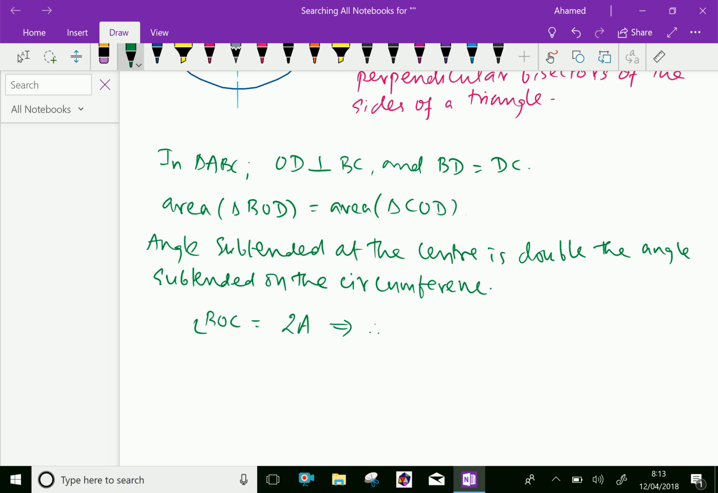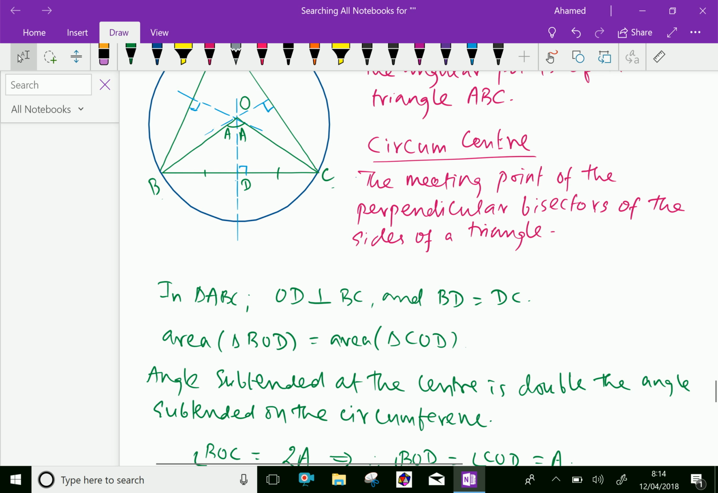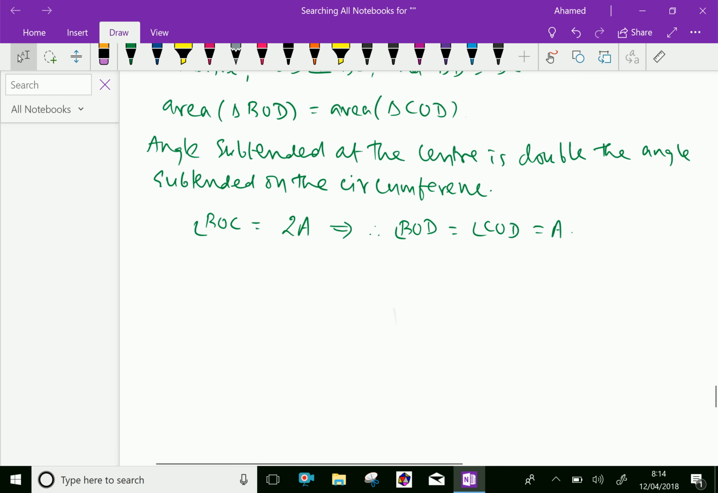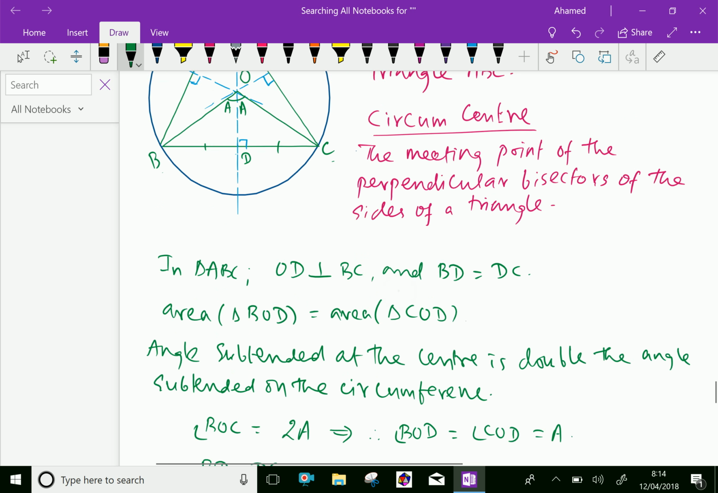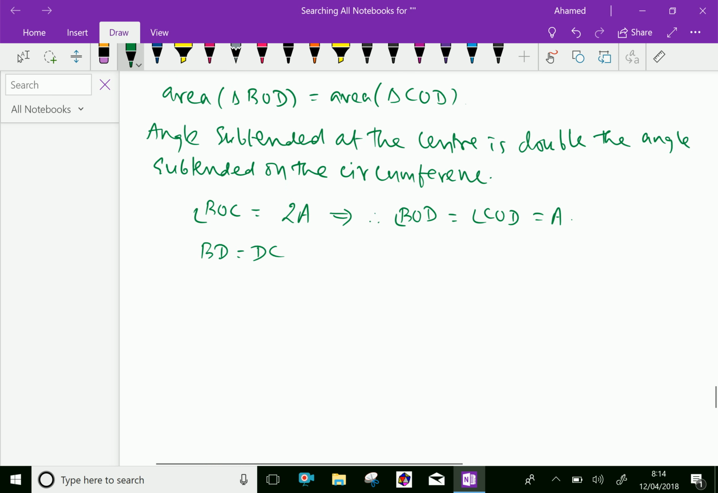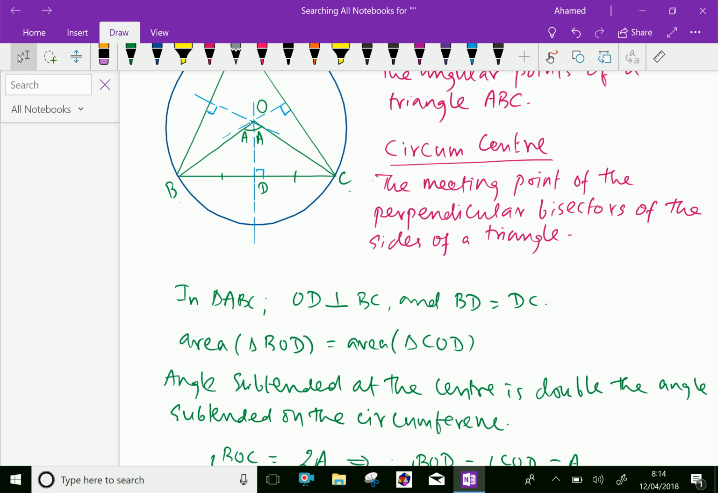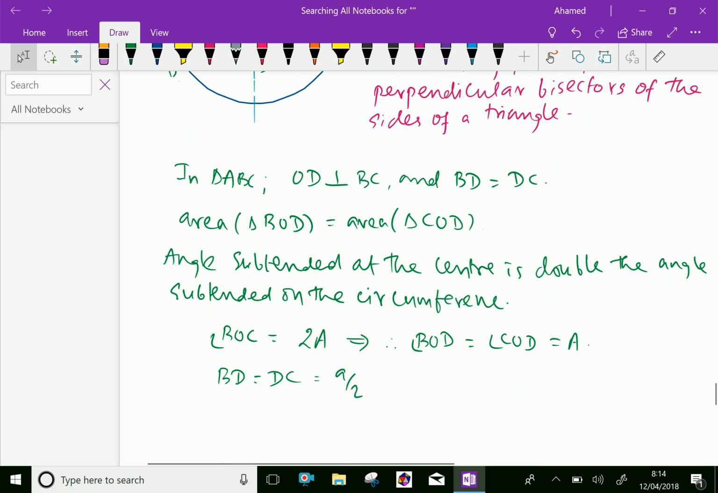Therefore we can say angle BOD equals angle COD equals A, because OD is a perpendicular bisector, so the angle is A and A here. Now the length BD is equal to length DC, since OD is a perpendicular bisector, which is equal to a by 2. Here a is the length of the side BC, which is opposite to angle A, so it's a by 2.